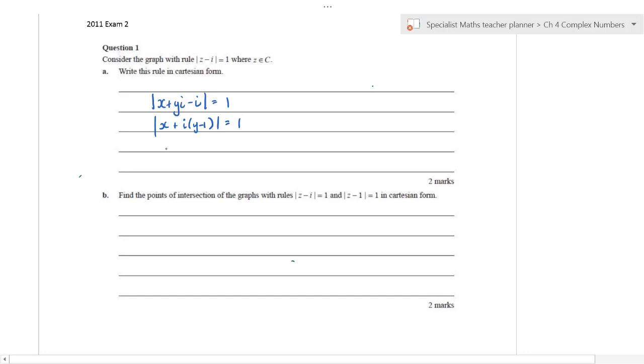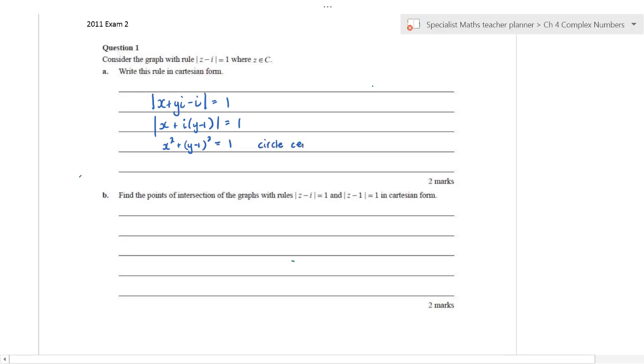I could then go straight away to x squared plus (y minus 1) all squared. Of course, we're squaring both sides, but you can quite comfortably skip that step. Now it says write this rule in Cartesian form. Is that it? Is this Cartesian form? Yeah. Now look, you don't need to do this, but just so we know, you might as well do it.